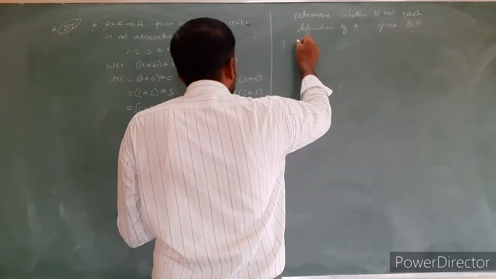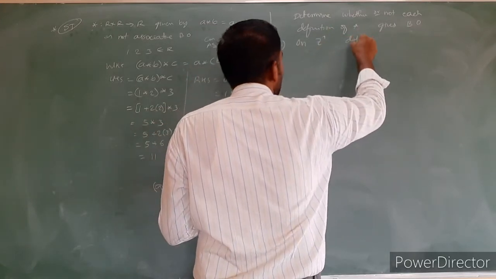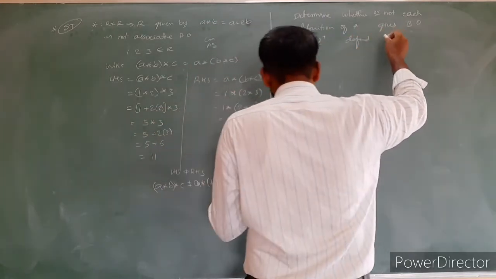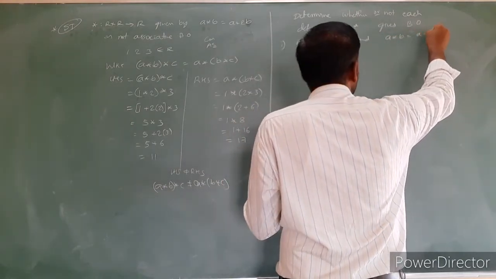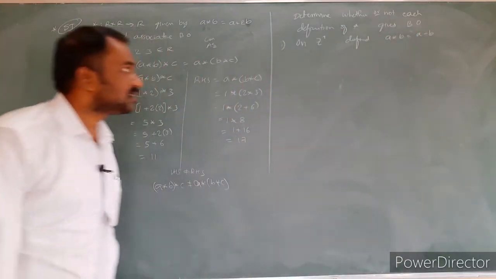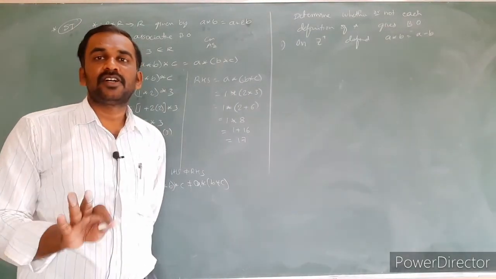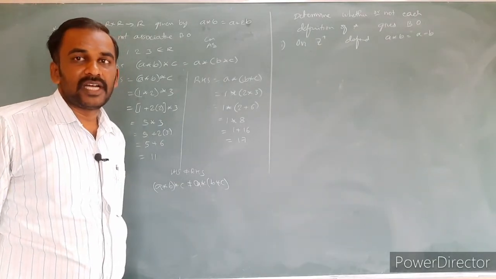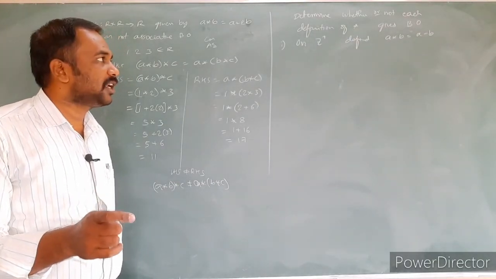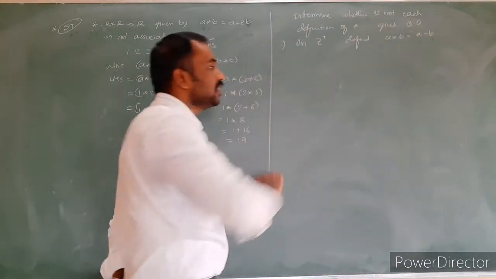First one, on the set of positive integers defined by A star B is equal to A minus B. Whether it is a binary operation or not. I have already told you how to check whether it is a binary operation. After simplification, the result should belong to the given set.